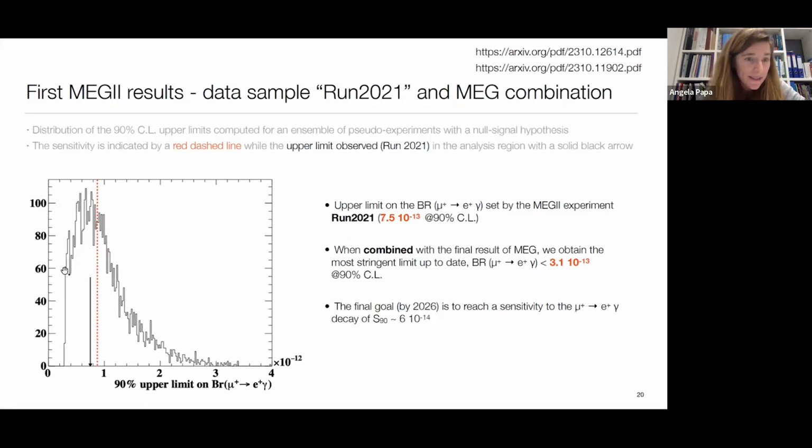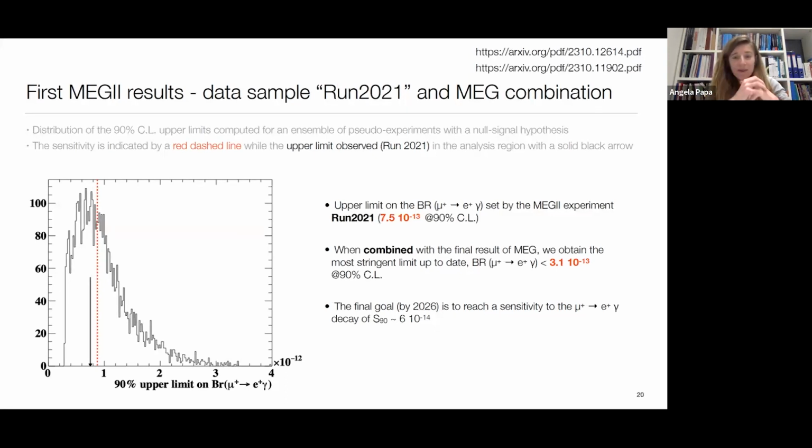And then here it's the distribution of the 90% confidence level upper limit that we calculated for an ensemble of pseudo experiments with a null signal hypothesis. And here you can see in the red dashed line the sensitivity, and here the upper limit is calculated. And now if we combine this result with the previous MEG1, we could obtain a better upper limit, the most stringent limit to date, which is 3.1 times 10 to the minus 13 at 90% confidence level.